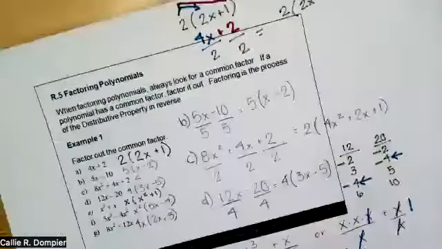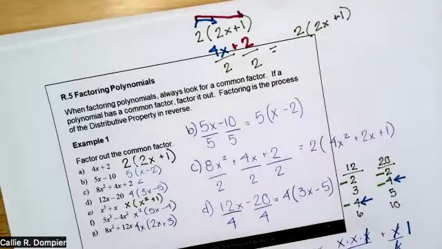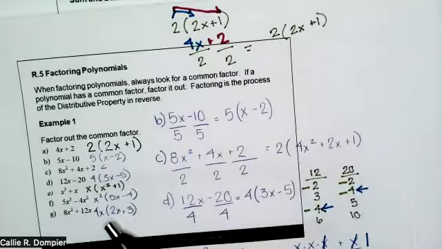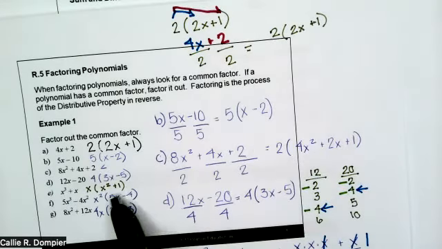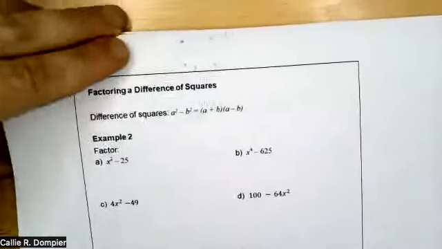With this one, you can check your answers by multiplying everything back together. Good? And then you can also look at your answer and make sure you can't divide 2 and 3 by anything, 5 and 4 by anything, 3 and 5 by anything. So that's how to check your answer.